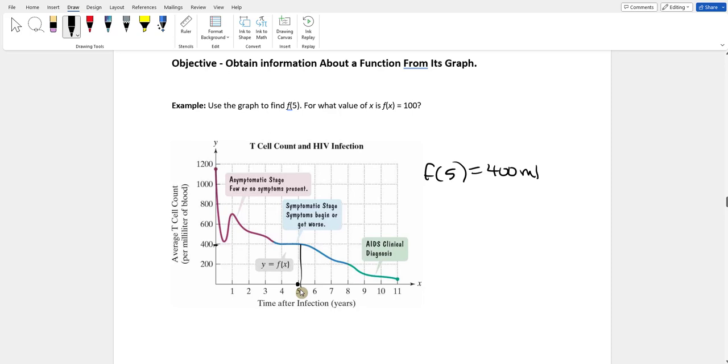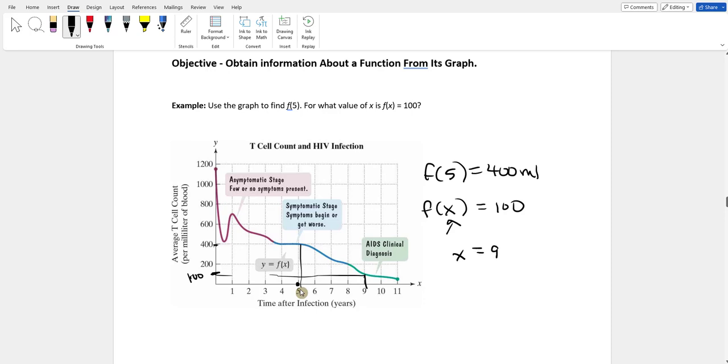Okay. Next, we're going to calculate f of x equal to 100. Basically, we've got to figure out the x value that corresponds to 100. So 100 is going to be on the y-axis. Let's say this is 100 here. We're going to go across until we hit the graph, and then we go down. So in this case, x is 9.